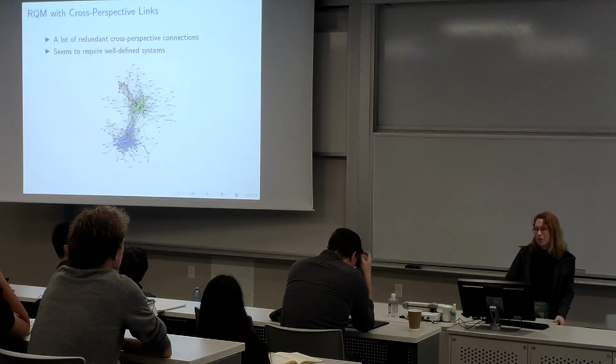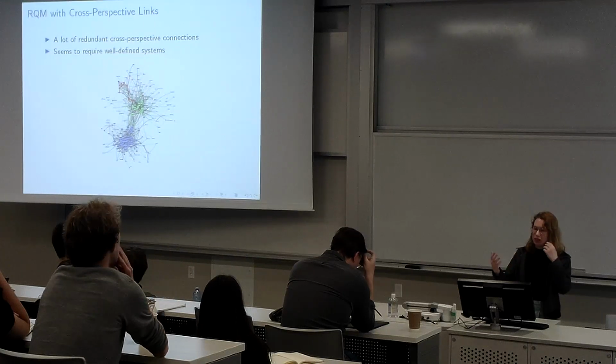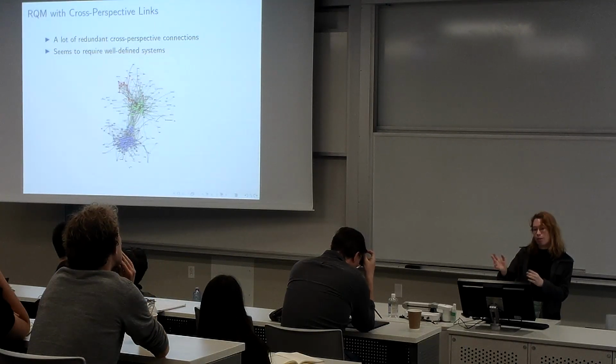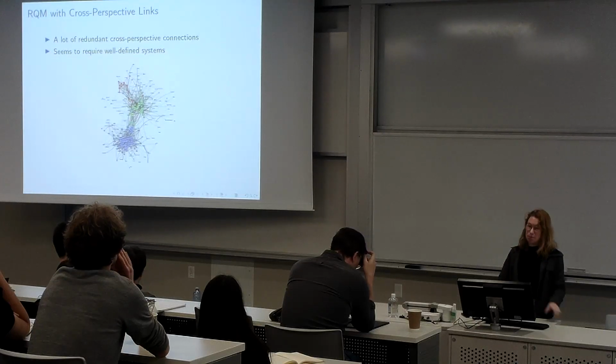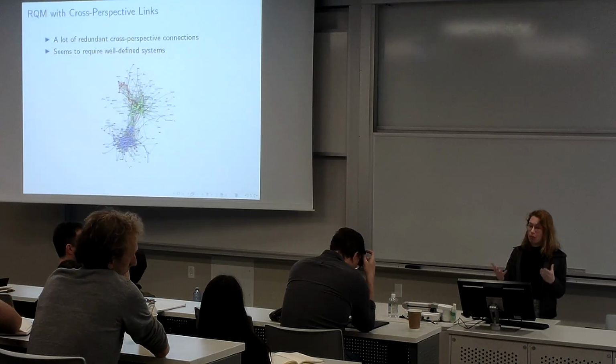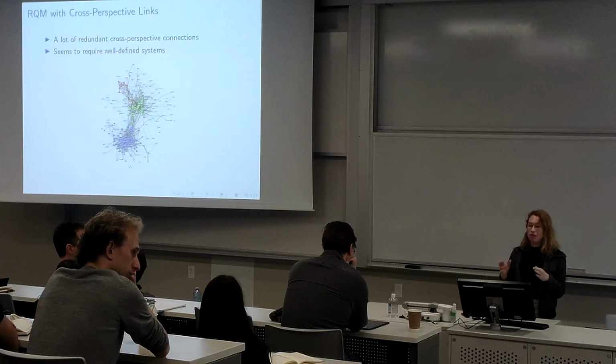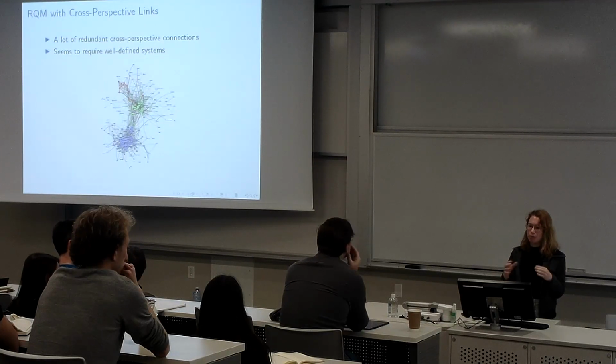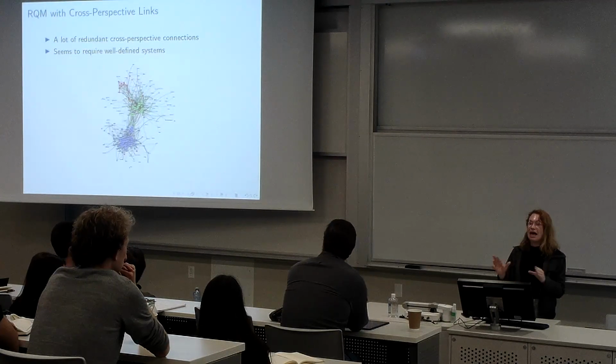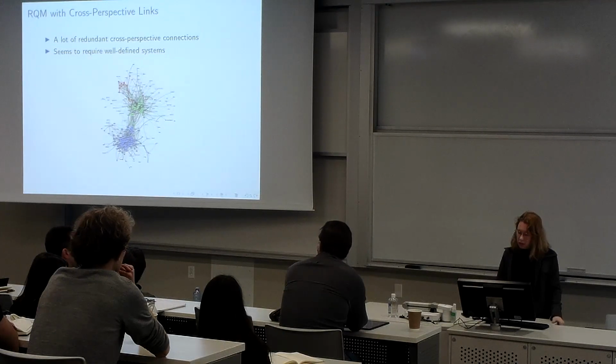So in principle, it might be nice to have the cross-perspective links emerge in some kind of limit in the process of decoherence, maybe. But I don't yet know how to do that, because the way the postulate is defined seems to need systems to be fairly well defined and precise, so it's not clear how to do that in an approximate way.